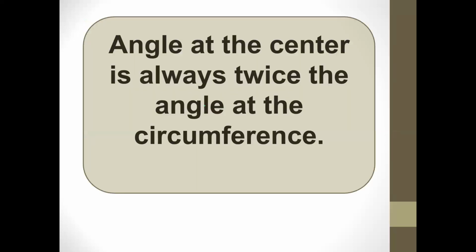Angle at the center is always twice the angle at the circumference. This is property number 9. Angle at the center is always twice the angle at the circumference. You have to copy now number 9.